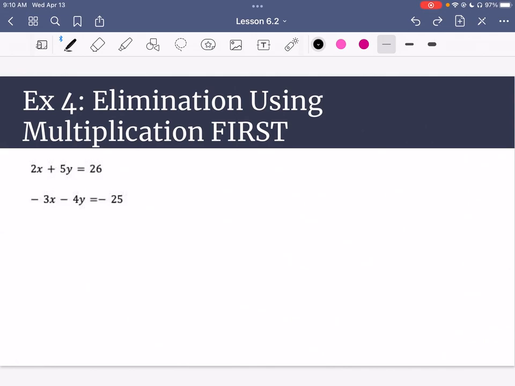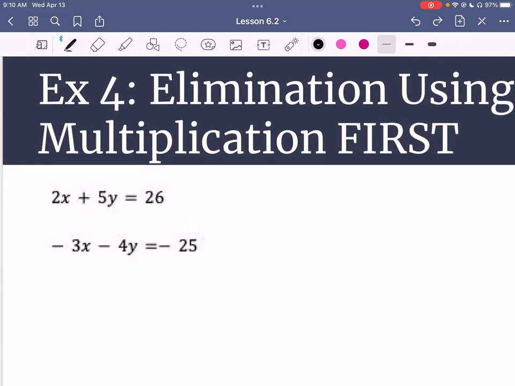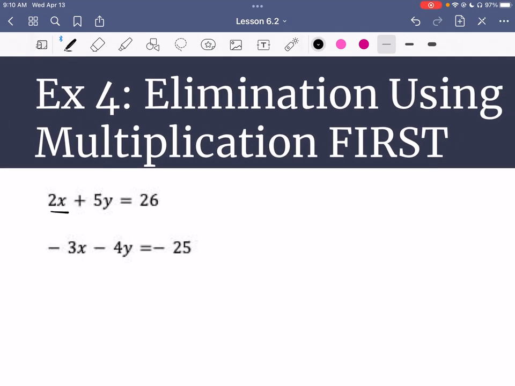Okay, let's do one more example using multiplication first, and then we'll do an application problem. So let's take a look here. We've got a 2x and a -3y, and a 5y and a -4y. So first I see, okay, can I get from the smaller value to the larger to get my variables to match? So could I get from 2x to -3x by multiplying by a whole number? Nope, I could not. I could multiply by a decimal, but that's just going to make all of our numbers a little bit messier, so I'm going to try to avoid that.